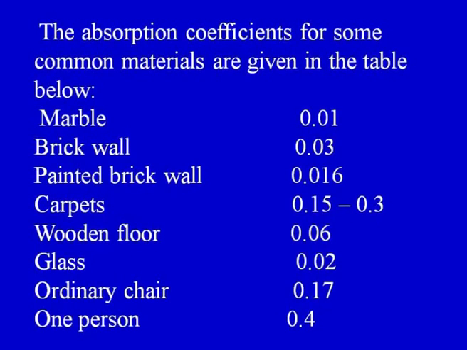The absorption coefficients for some common materials are given in this table. These are for marble, brick wall, painted brick wall, carpets, wooden floor, glass, ordinary chair, and also the audience, for a single person. This table shows that the carpets and draperies and furniture are very good absorbers. The presence of audience is still better.